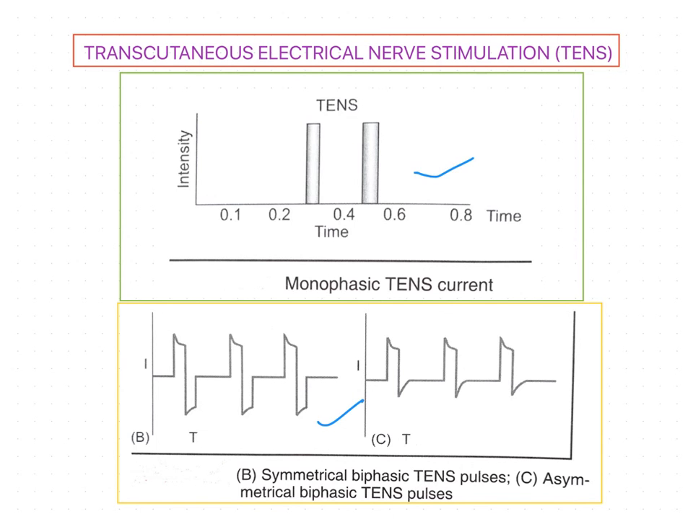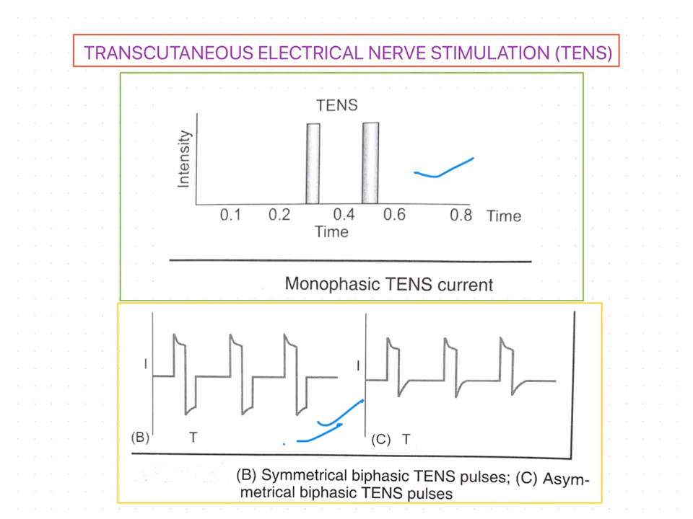Though the waveforms could be monophasic and biphasic, the biphasic pulses are the safest for use as there is no net direct current component. So this is about the introduction of TENS.